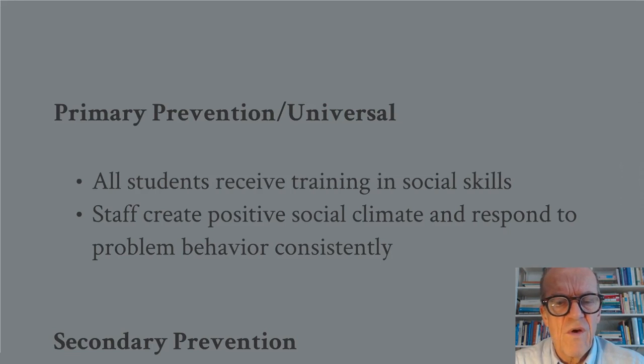First of all, there is a sort of basic involvement of all students in the development of social skills. So students are trained in social skills actively, and staff is also trained in creating a positive social climate and is trained to respond to problem behavior in a consistent way. So there is a lot of effort being invested in staff development and in the development of the students as well. And that's a sort of primary prevention strategy, directed towards prevention of disengagement, in which all students are involved and all teachers are involved. That's the first level, or the first tier.